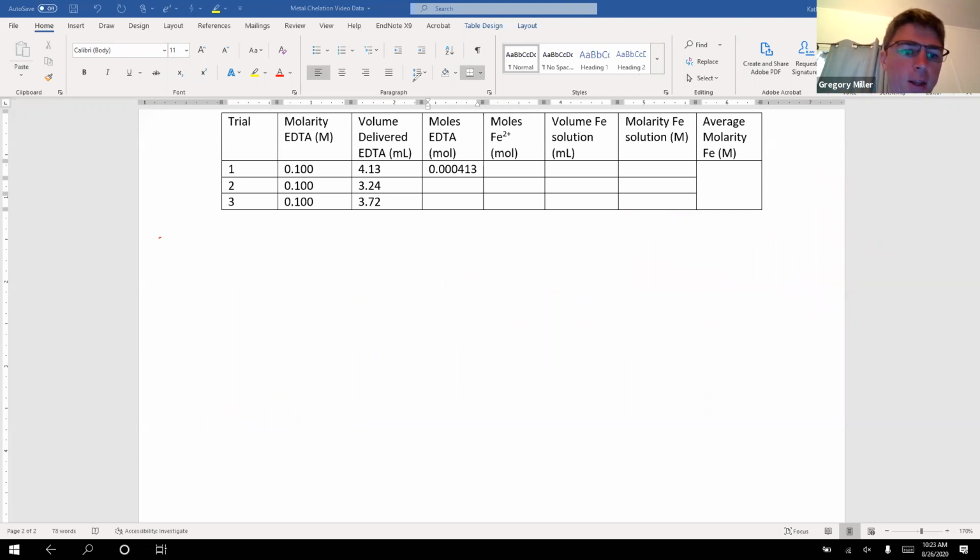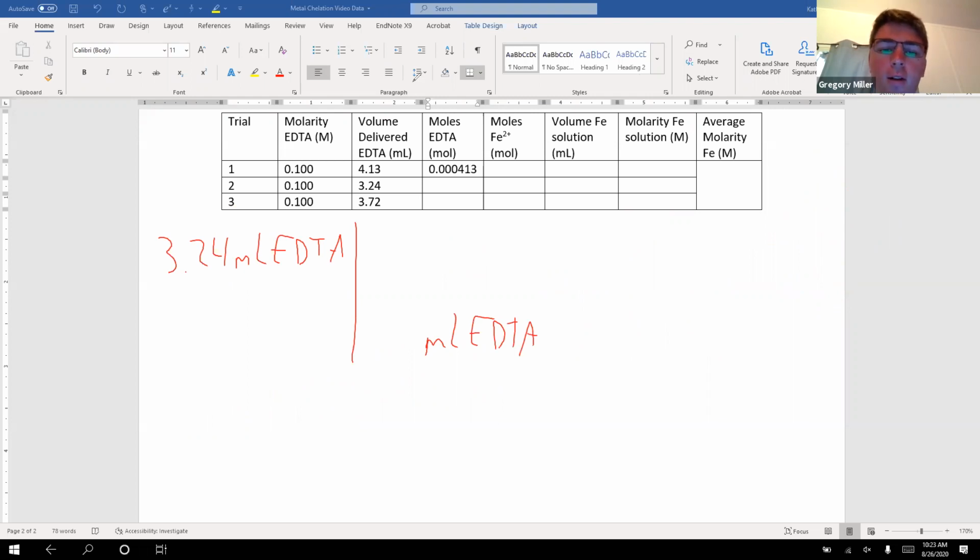You can do the same thing with the next one. 3.24 milliliters of EDTA is what we start with. We want to get rid of milliliters of EDTA. Again, notice how I'm using a number, a unit, and a label. When you're talking about stoichiometric calculations, and at this point in the semester, you're really going to be dealing with lots of different chemicals, so you want to make sure you know definitively which chemical each of these numbers is associated with.